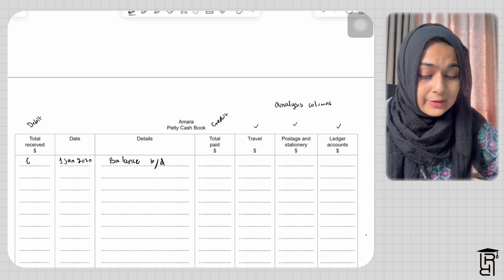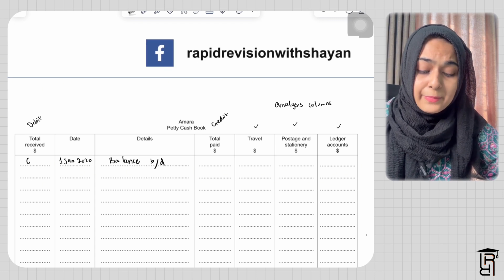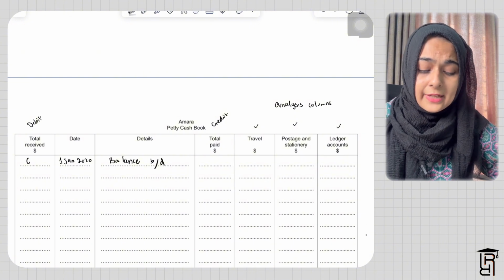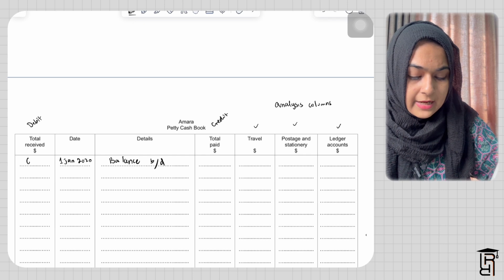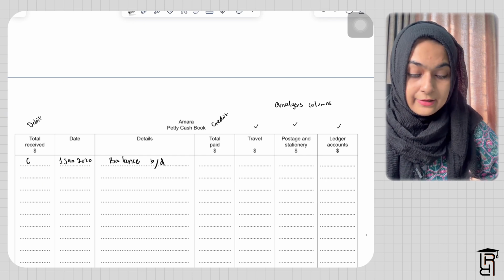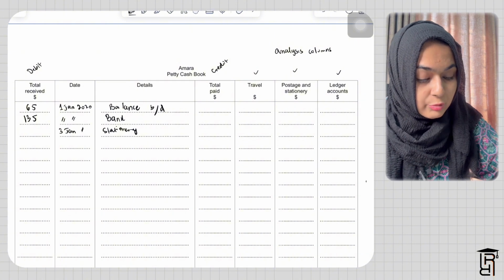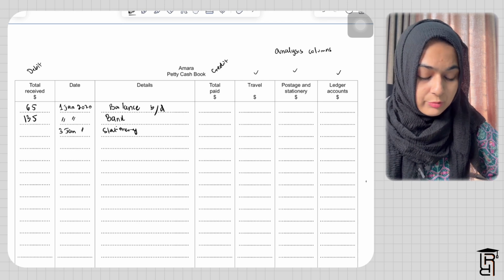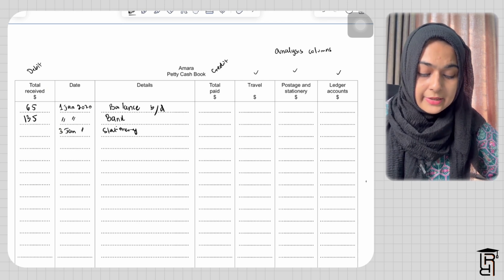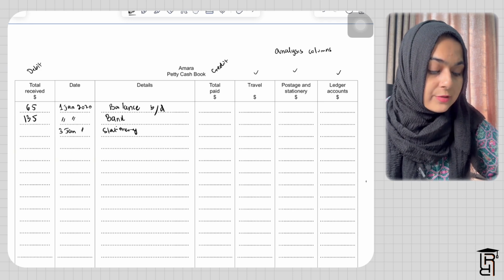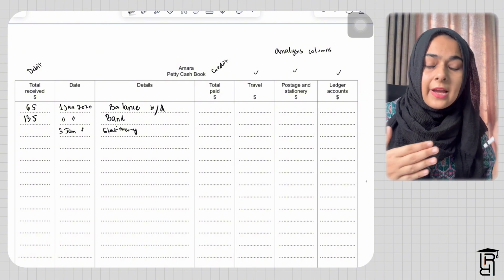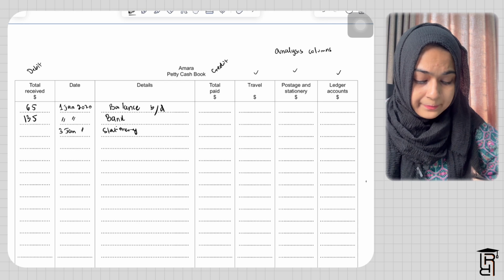Now I'll be recording all the small cash payments that Amara has made from petty cash. They are saying here January 3, purchase stationery for cash $24. So I'll write here January 3, so 3rd January 2020. I'll write here stationery and I will write here $24 in the total paid section. I need to record this in my details. I'll write here stationery, total paid $24, and in postage and stationery I need to record this as 24. Because this payment is for stationery, I record this in the analysis column of postage and stationery.